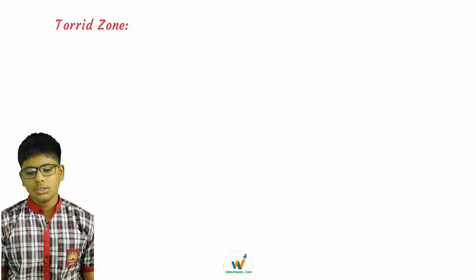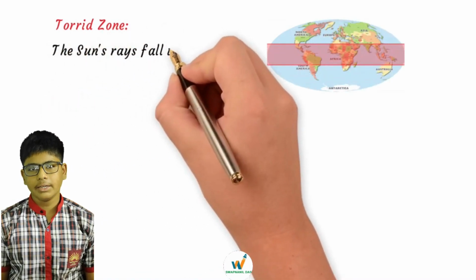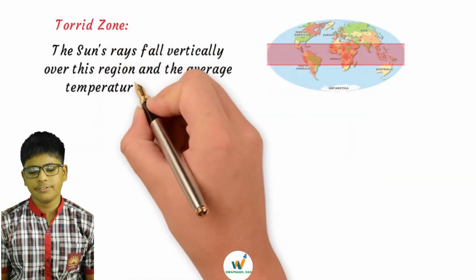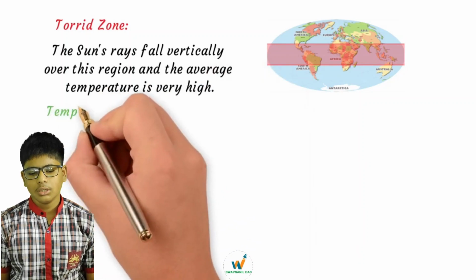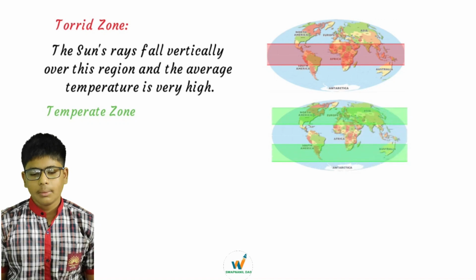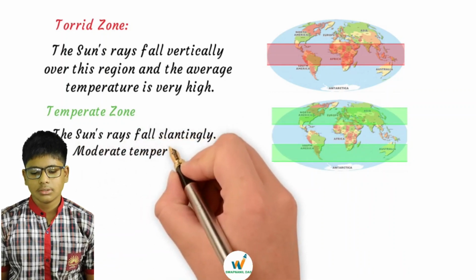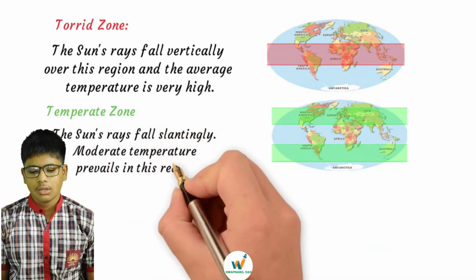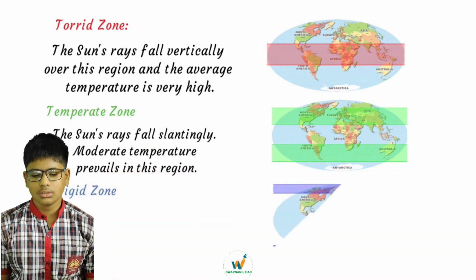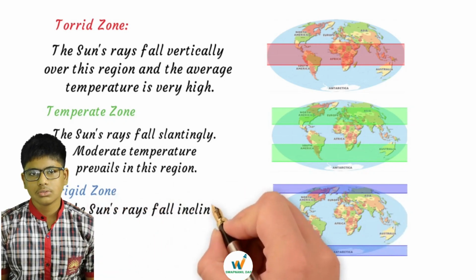Torrid zone. Let's have a look. The sun's rays fall vertically over this region and the average temperature is very high. Temperate zone. The sun's rays fall slantingly. Moderate temperature prevails in this region. Frigid zone. The sun's rays fall inclined throughout the year. The temperature is very low.